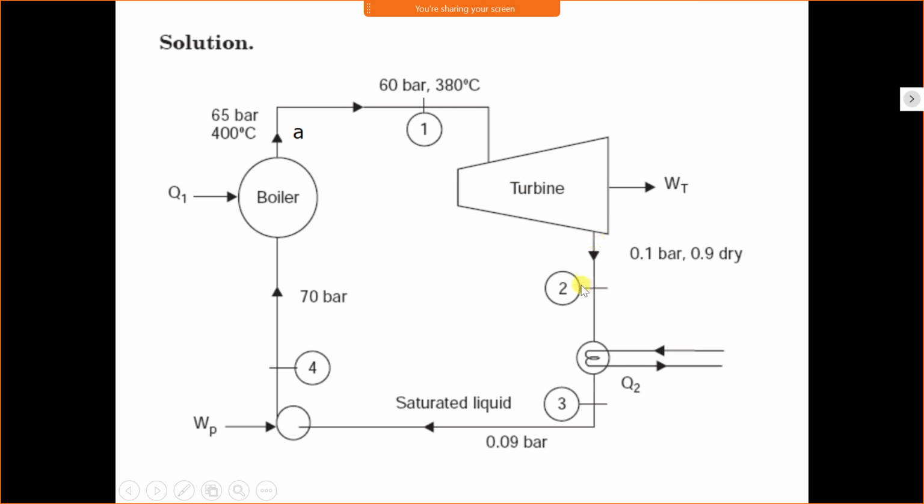Now the outlet condition of steam from the turbine is 0.1 bar and 0.9 dry. We have taken states 1 and 2 across the turbine. Therefore, we will consider enthalpy h1 and h2 across the turbine.